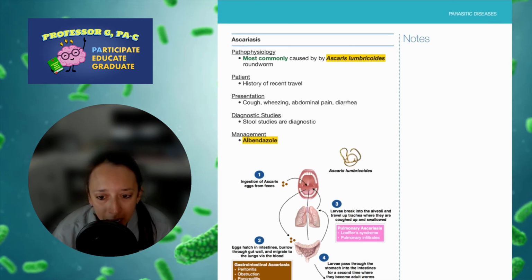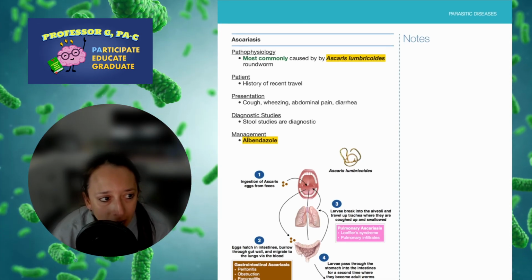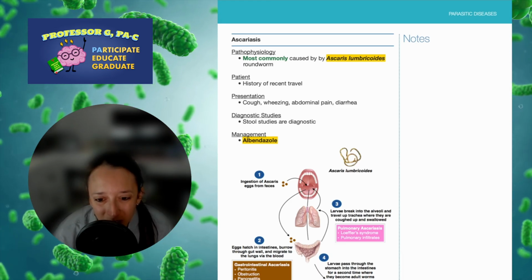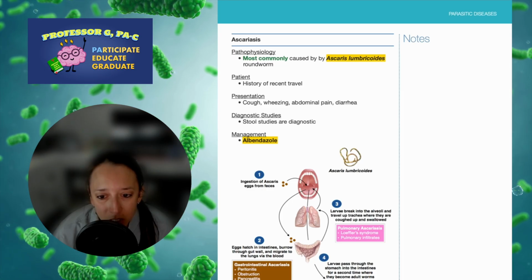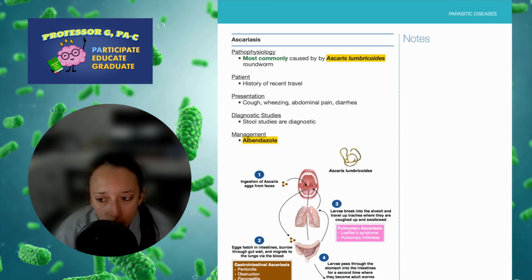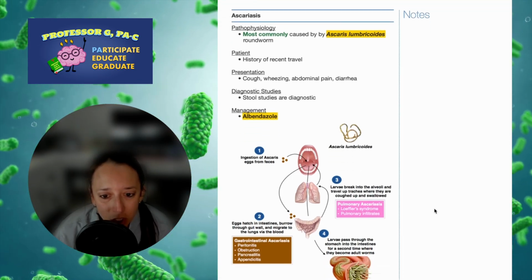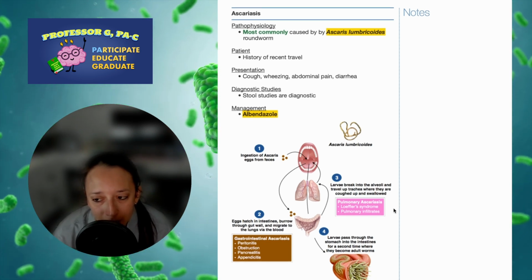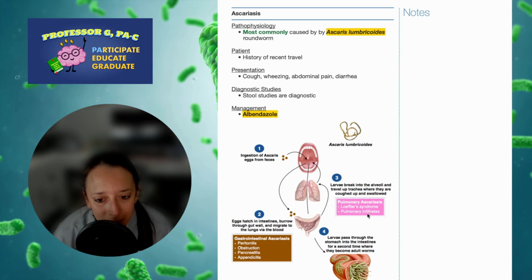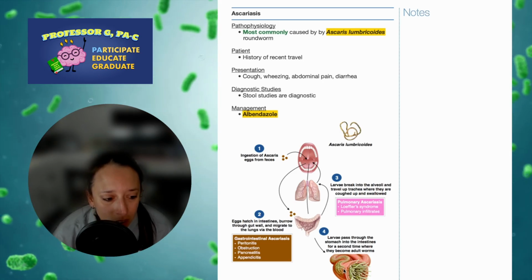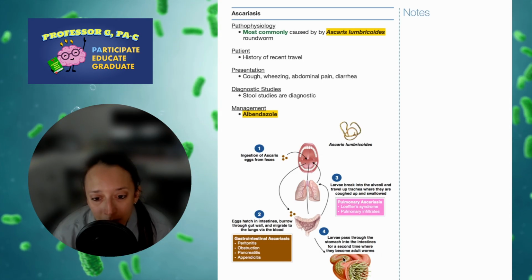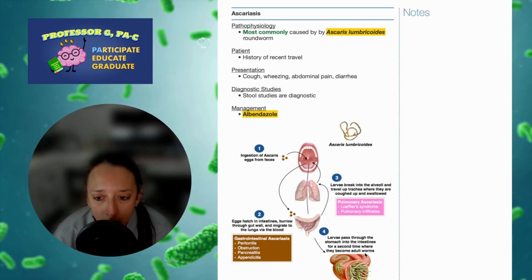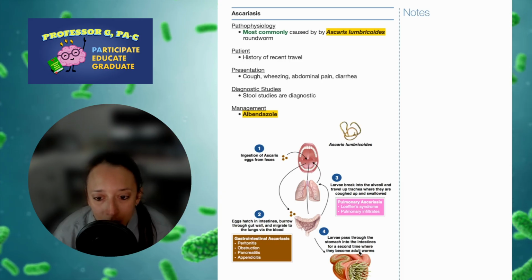Ascariasis is caused by Ascaris lumbricoides, and it's a roundworm. Most common human helminth infection worldwide, caused by ingestion of the roundworm eggs. So the patient often presents with a history of recent travel or exposure to poor sanitation, and the presentation is a cough with wheezing, abdominal pain, and diarrhea. And the larvae migrate through the lungs and the intestines, and then they get into the GI tract. And they become adult worms there, and then they cause a worm burden where there's just so many in there that they tend to block the bowel or even the biliary tract.